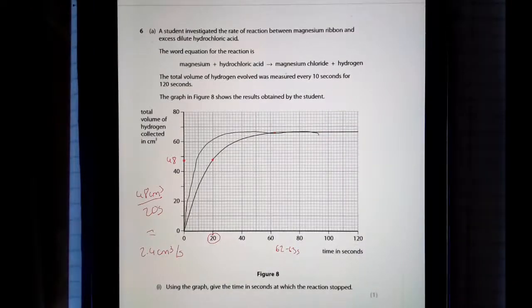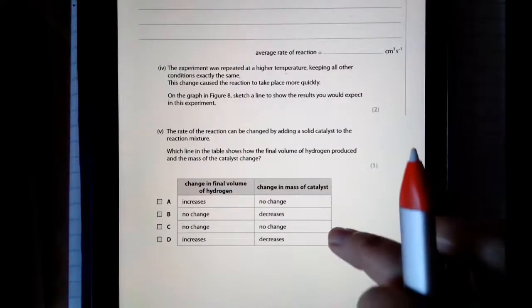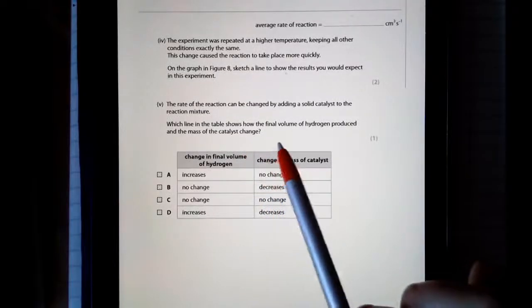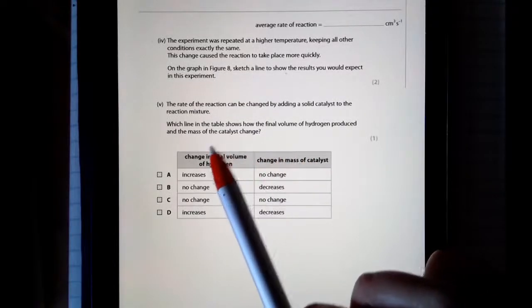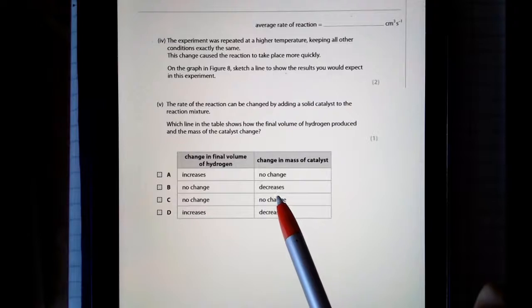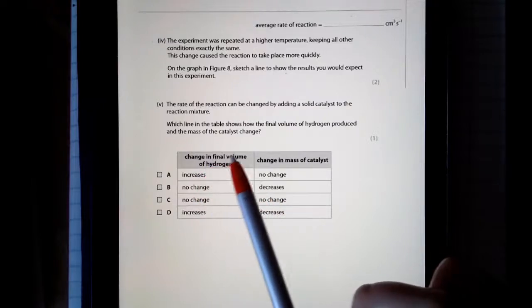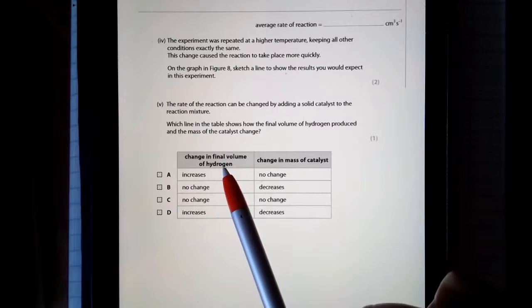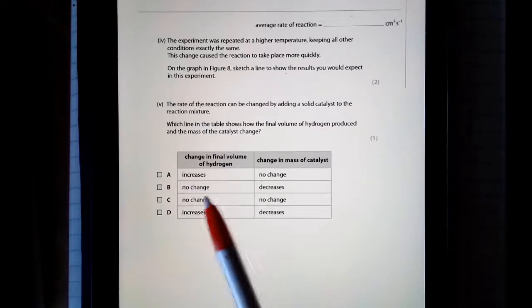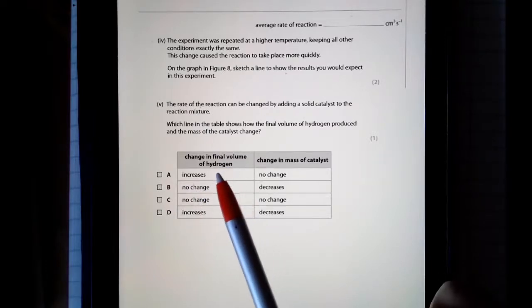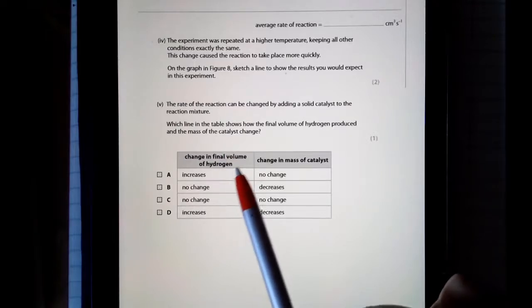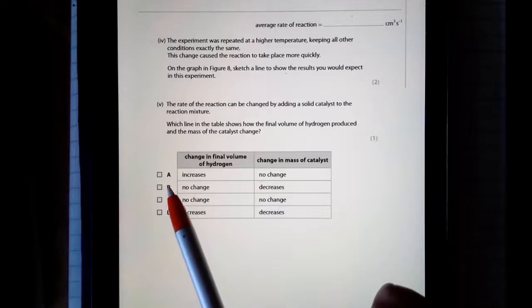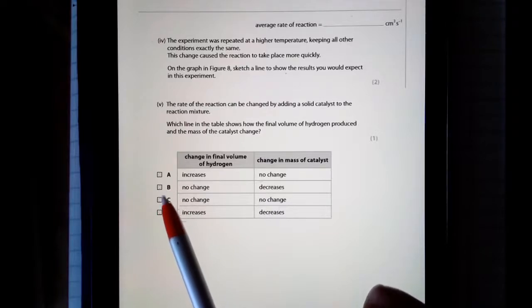A similar question asks you about the catalyst. It says you add a catalyst to that reaction, and it wants you to tick the correct box. Change in final volume of hydrogen. So does a catalyst increase the amount of product? The answer is no. A catalyst will increase the rate, but only an increase in concentration can change the amount of product. So I'm going to have no change. So my answer is going to be B or C.